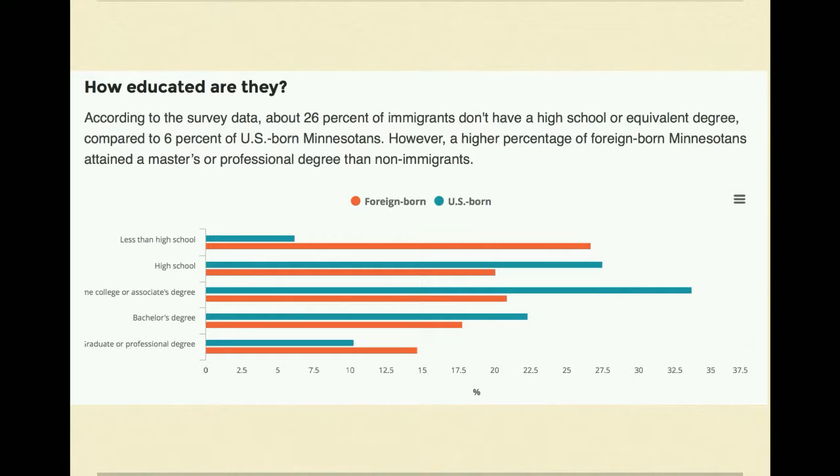But you also see, and this is interesting, for a graduate professional degree, foreign-born beat out U.S.-born people, right? And that makes sense as well, where you have highly skilled immigrants coming here to work as doctors or CEOs or whatever. So the next graph, that was the end.